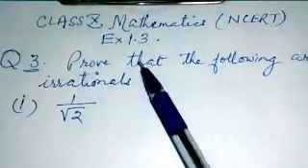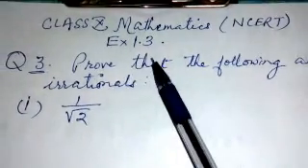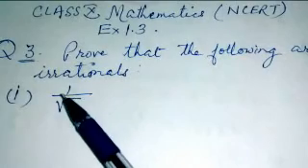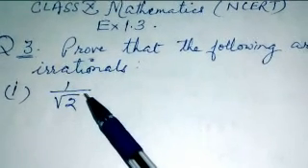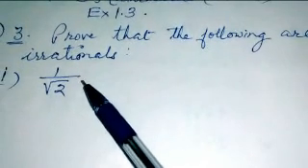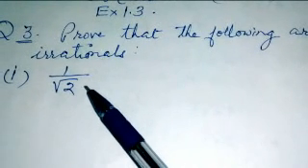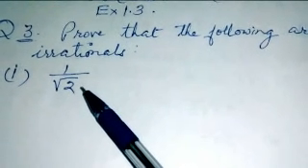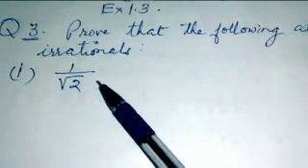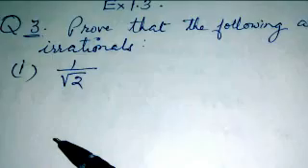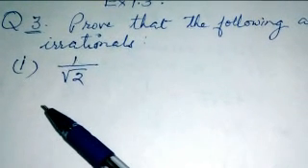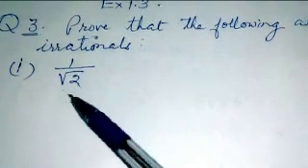This is class 10 mathematics NCERT book exercise 1.3 question number 3. As we proved in the previous two questions, in the first question we proved root 5 is an irrational number. In the same way we can say root 2 is also an irrational number. These are the theorems, and using them we can prove that all other rational and irrational combinations are also irrational, as you saw in question number 2.